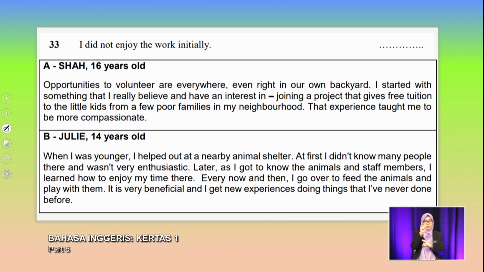I did not enjoy the work initially. The keyword is initially. What is initially? At the beginning, yes. So here, I zoom into A and B. If we look at A, I started with something that I really believe and have an interest in. So meaning that have interest, so is it enjoy? Does Shah enjoy the work or the community service?